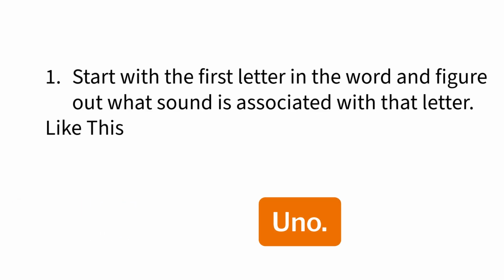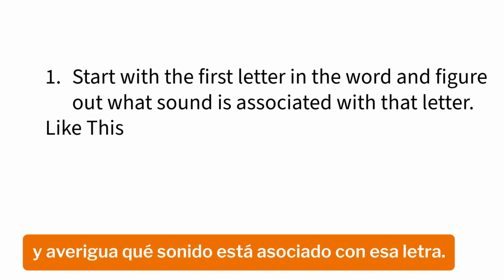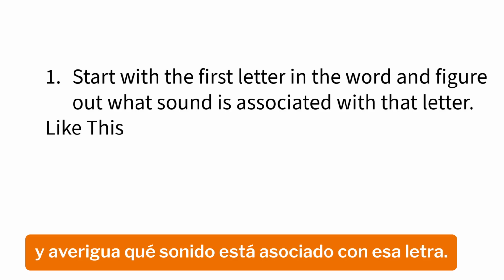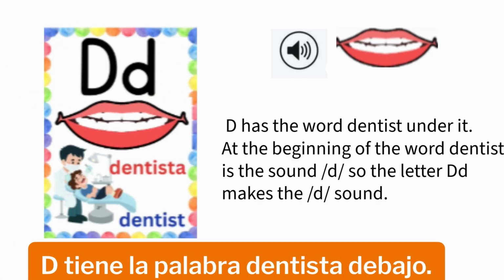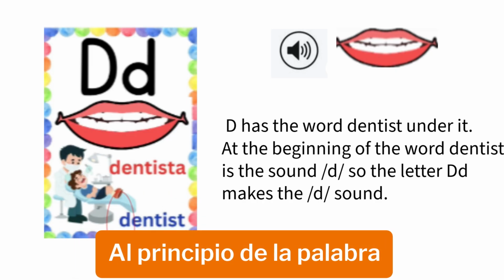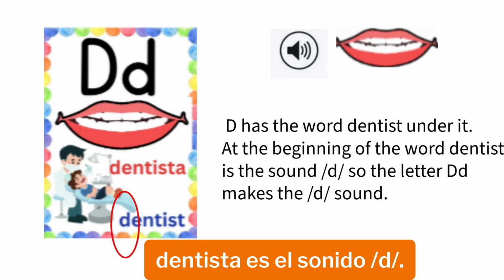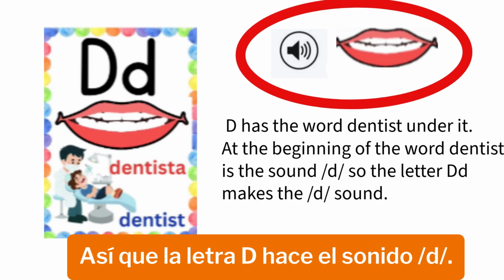1. Start with the first letter in the word and figure out what sound is associated with that letter, like this. D has the word dentist under it. At the beginning of the word dentist is the sound D, so the letter D makes the D sound.